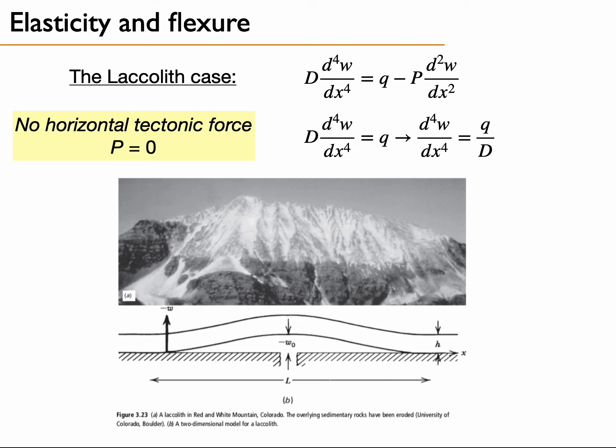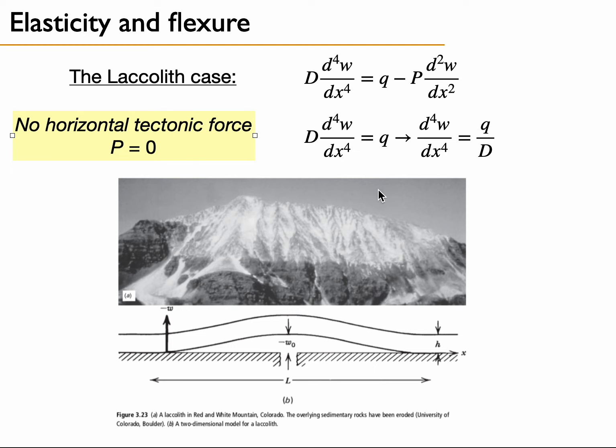So let's go for the case of the laccolith. Again, we have our master equation, and for the case of the laccolith, we will assume there is no horizontal tectonic force. So we will set P here equal to 0. That simplifies our equation and cancels out the term that contains the second order derivative of W with regard to X. So the equation simplifies to this, and one can isolate the fourth order derivative on the left hand side. It is equal to Q divided by D.